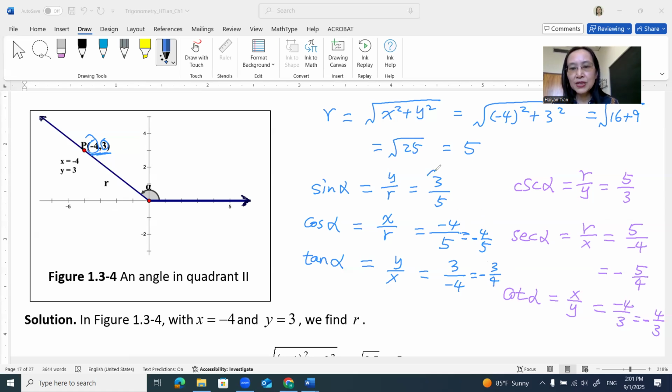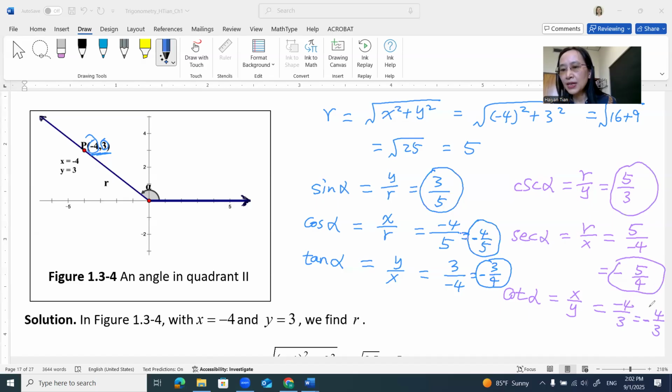Let me circle. This is for sine. This is for cosine alpha, that is tangent alpha. And then we have cosecant, and secant, and cotangent. They're all defined.